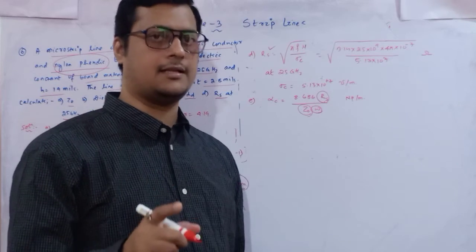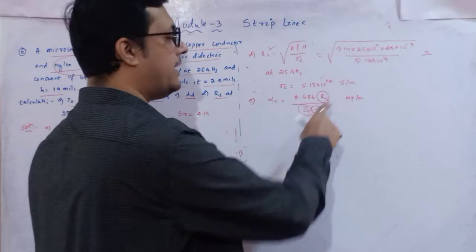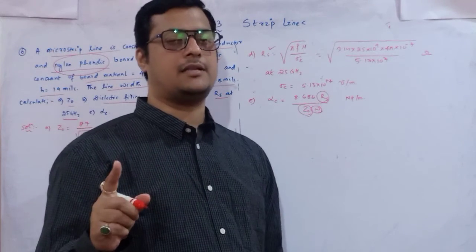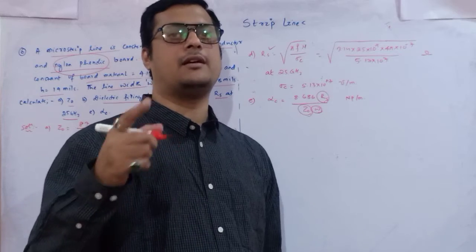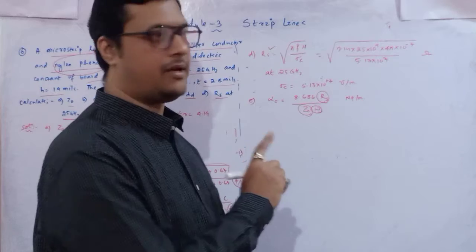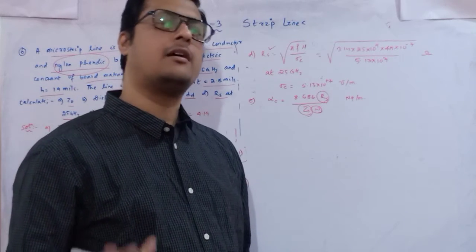If it is losses with respect to dielectric and conduction, you have to convert this Neper per meter into decibel per meter. How? 1 Neper per meter is equal to 8.686 decibel per meter, that you have to substitute, and you have to multiply with this factor so that the alpha c value can be represented in terms of losses.